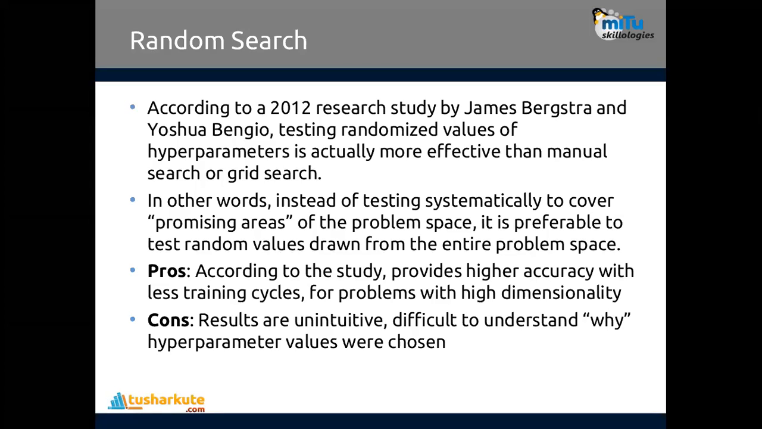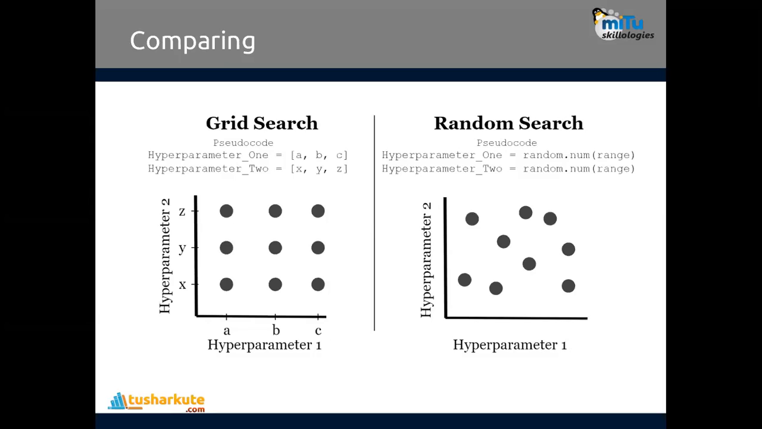What are the advantages? According to the study, it provides higher accuracy with fewer training cycles, and they mention in the conclusion that it is good for problems with high dimensionality. When there are higher dimensions, its effectiveness is great and accuracy is also good. Cons: results are unintuitive, and it is difficult to understand why hyperparameter values are chosen. Those are the disadvantages of random search. Random search is available in scikit-learn in Python. If you want to work on a basic machine learning problem, it can also be solved with the help of random search algorithms for hyperparameter tuning. See this, they perform the operations.